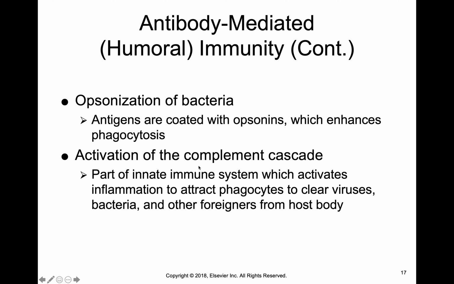And really all of these factors that lead to this mounted immune response is the complement cascade, and that activates inflammation, which then attracts even more phagocytes, and that helps to clear the virus or bacteria or whatever other foreign invader from the host body.